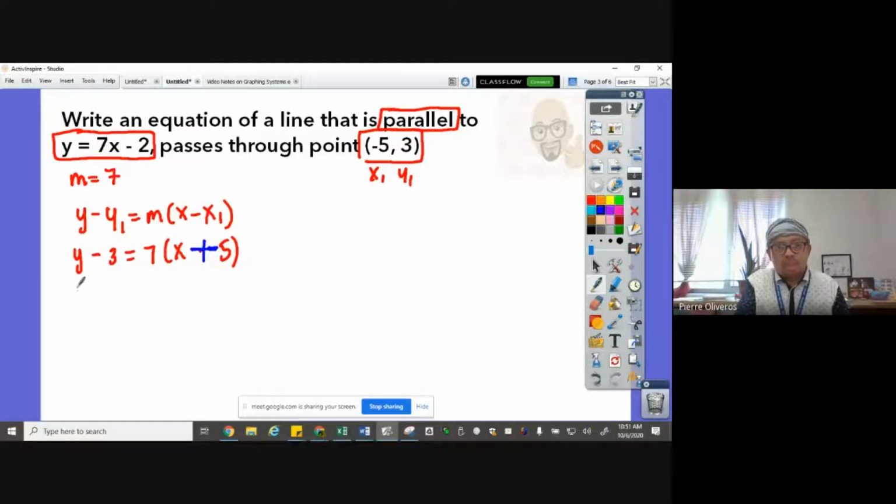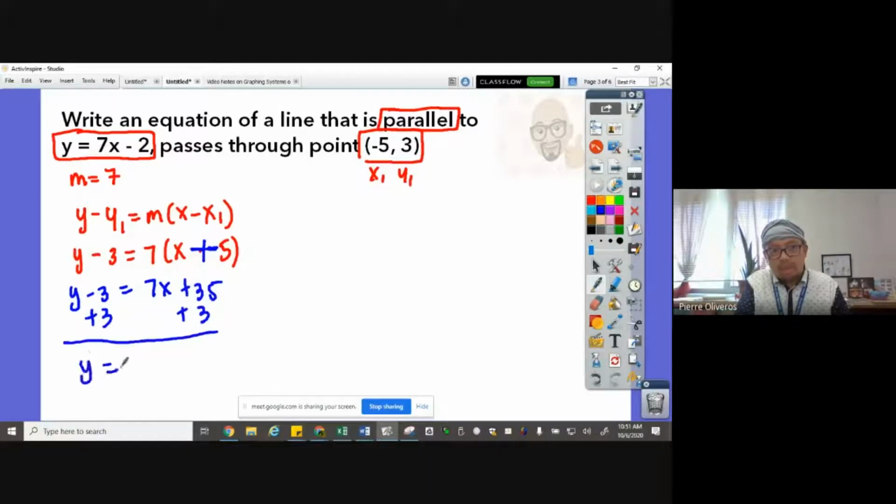And then distribute the 7 will give us 7x plus 35. So for the y, add 3 on both sides. So therefore, y is equal to 7x plus 38. And that's the answer. Kaboom. Very easy, right?